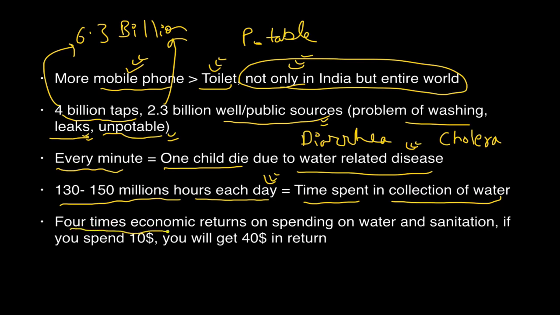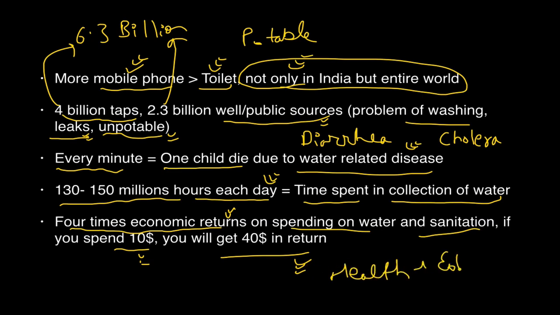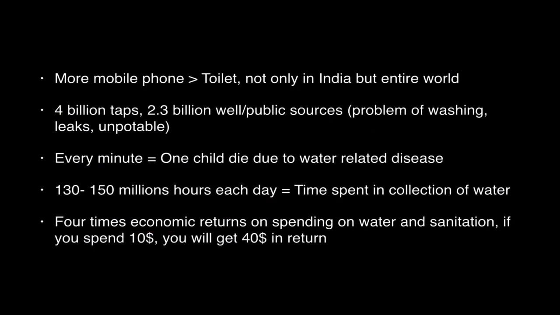Now there are 4 times economic returns on spending on water and sanitation. So if you spend $10 on water, you will get $40 in return. How will you get it? You will have good health. Since you have good health, you become better educated, you have interest in your studies. Then when health plus education are combined, you will be able to reap your demographic dividend, and this dividend will ultimately add to GDP growth, as simple as that.